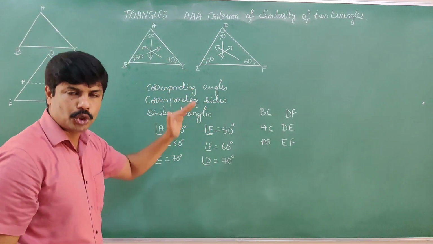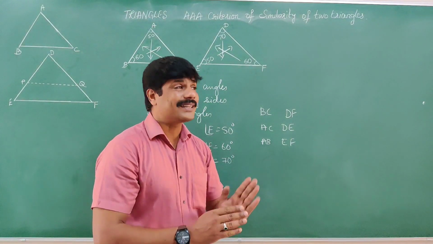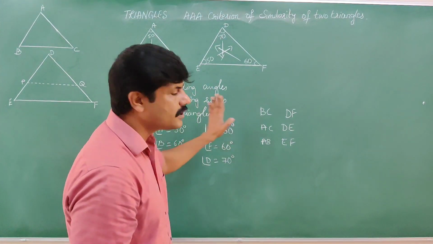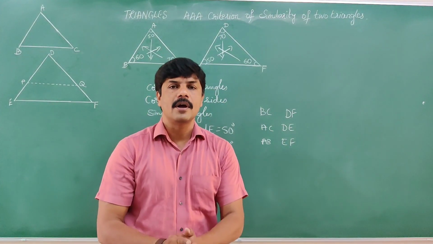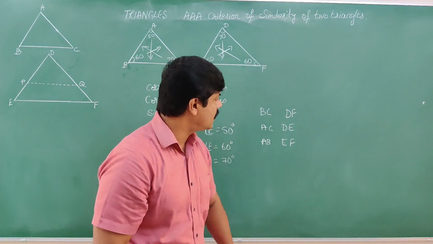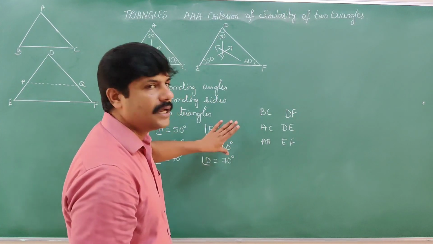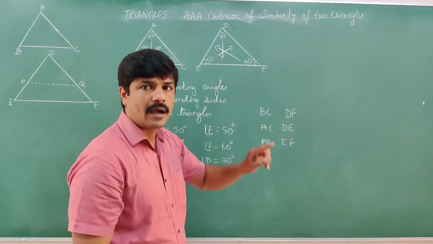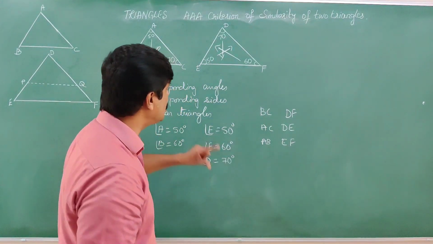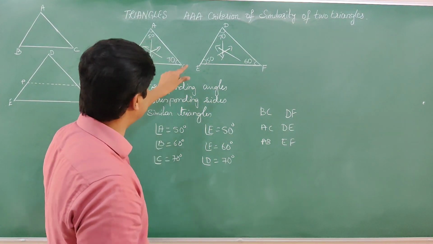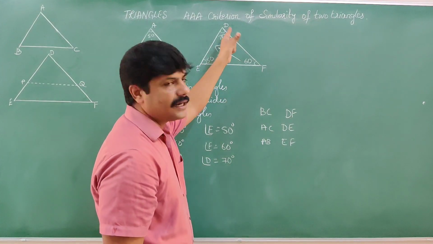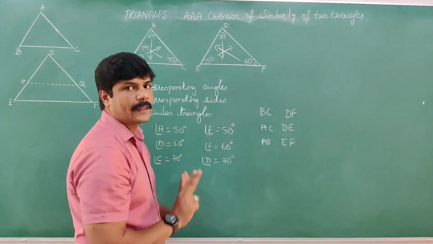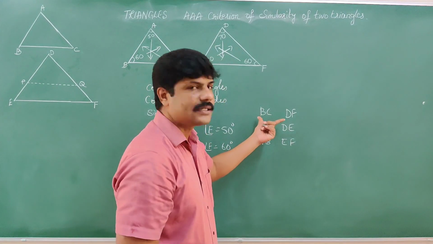Corresponding angles, you should know not only for the theorems, for theorem based problems, these things are highly important. You should know the meaning of what are corresponding angles and what are corresponding sides. Corresponding sides are nothing but the sides opposite to equal angles. 50 opposite BC, here 50 opposite DF. Therefore, they are corresponding sides.